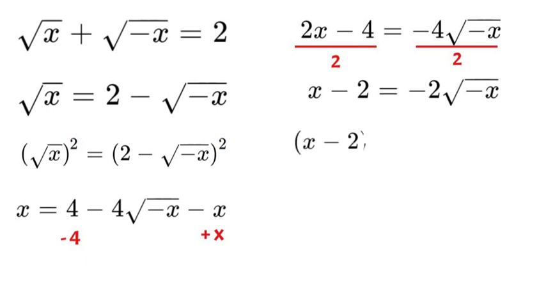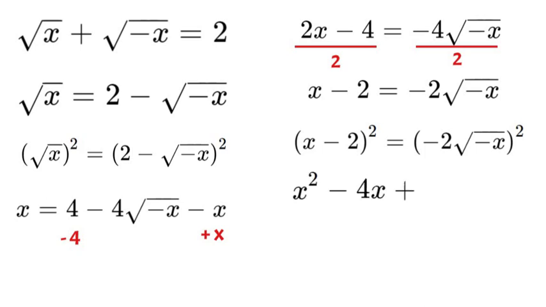Now we are going to square both sides to try and cancel out that square root again. So that'll leave us with x squared minus 4x plus 4 is equal to negative 4x. So now we have two negative 4x's, and they will end up canceling out. So that'll leave us with x squared plus 4 is equal to 0. Subtract 4, and we'll have x squared is equal to negative 4.